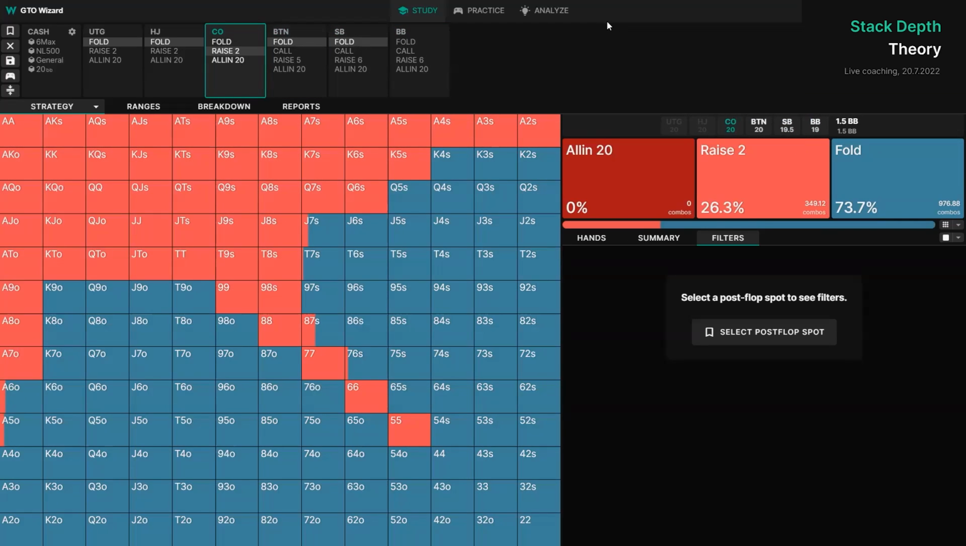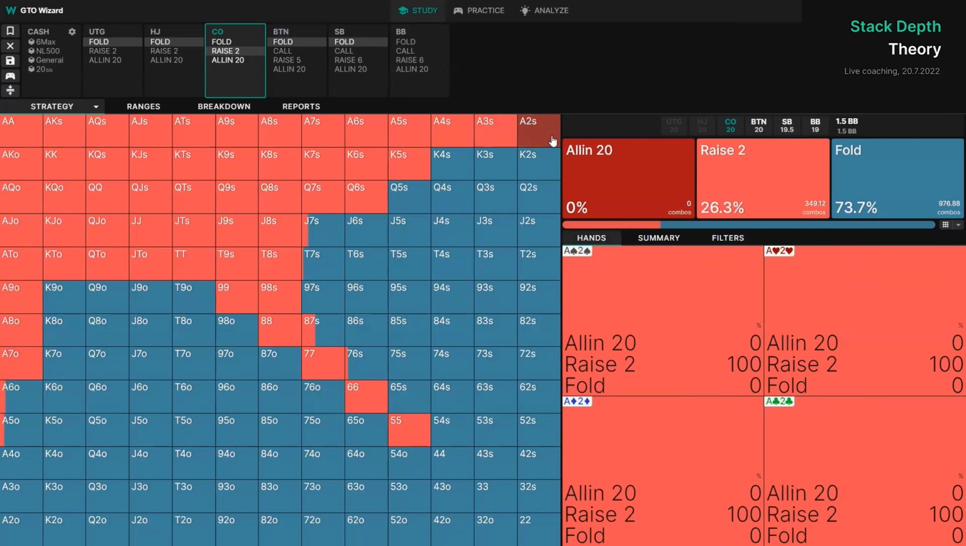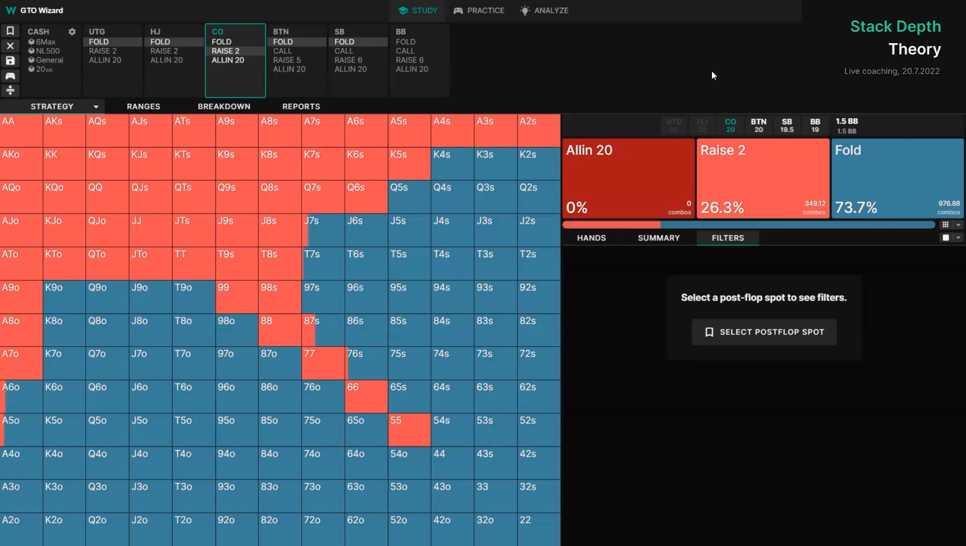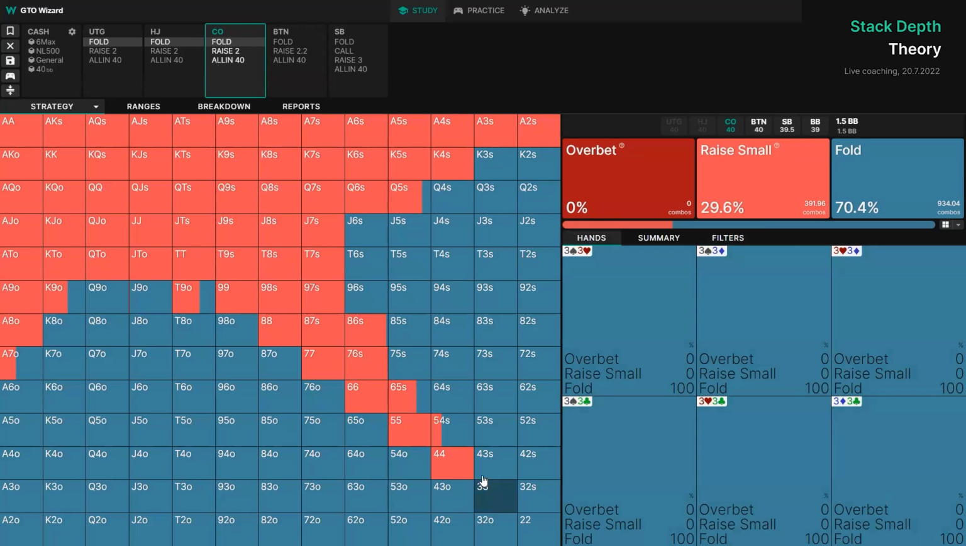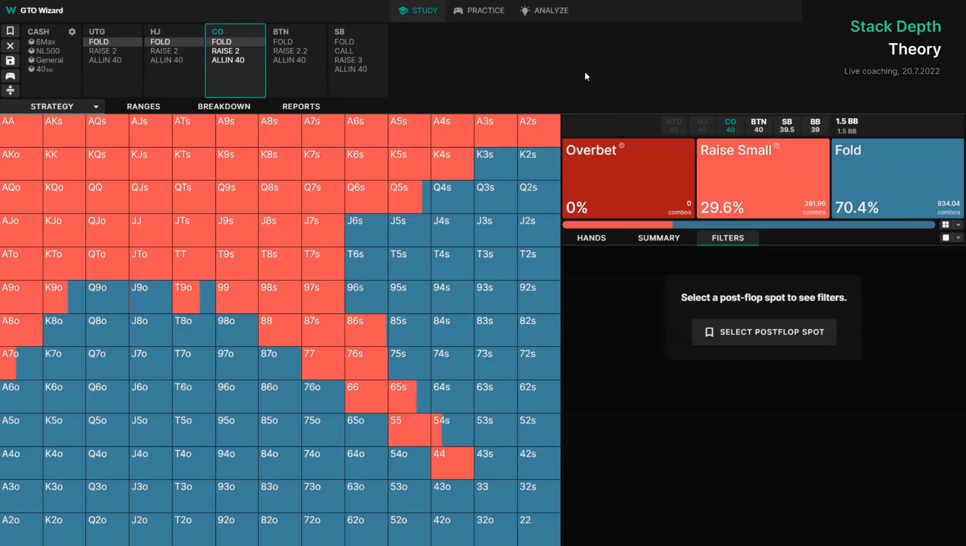The other big thing that changes is that at shorter stack depths, this is 20 big blinds effective, by the way, the opening range of hands tends to shift towards more high card equity. So this is a cutoff spot. And as we can see, we're opening A7 off, we're opening lots of high card equity. And as we go through it, for example, this is 40 big blinds effective, we're going to see that it starts to shift to more hands that do better at deeper stacks. So for example, more pocket pairs, suited connectors, fewer of these dominated ace-X hands. 75 big blinds, 100 big blinds, 150 big blinds, 200 big blinds.